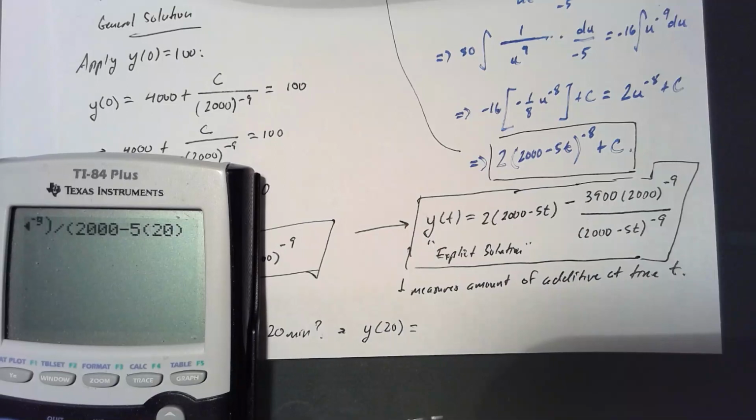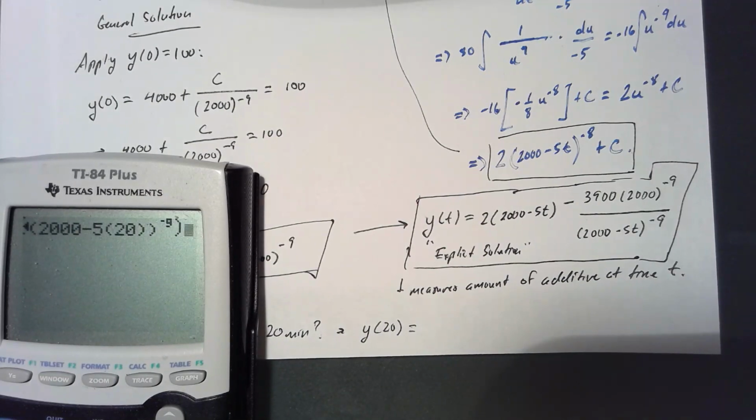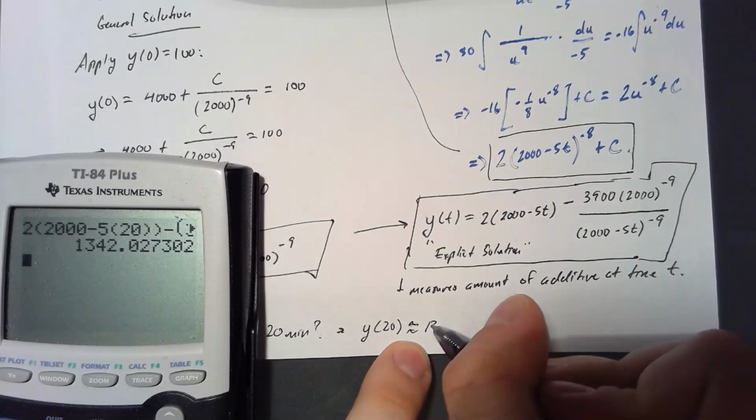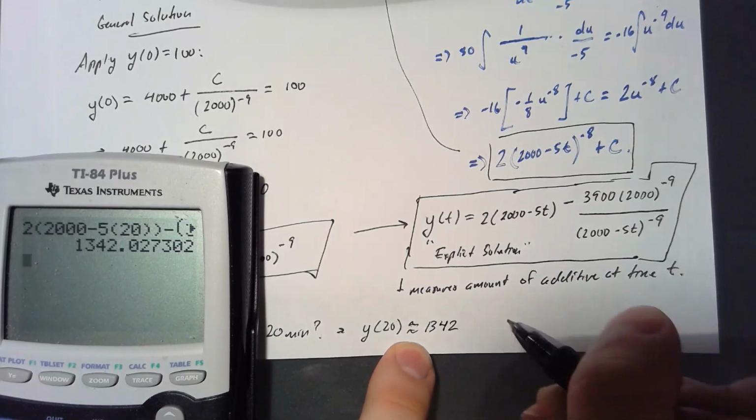I think I should put another set of parentheses in here. There we go. And that's going to be that to the negative 9th, and then divide that. So yeah, that's the denominator of that. Here's the numerator, and there's the first term. So I'll cross fingers when I go through that, hit enter. You get approximately 1342.